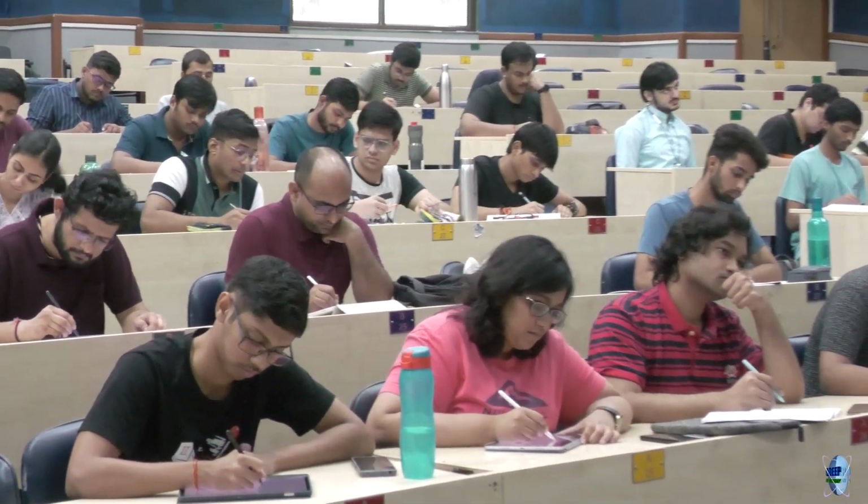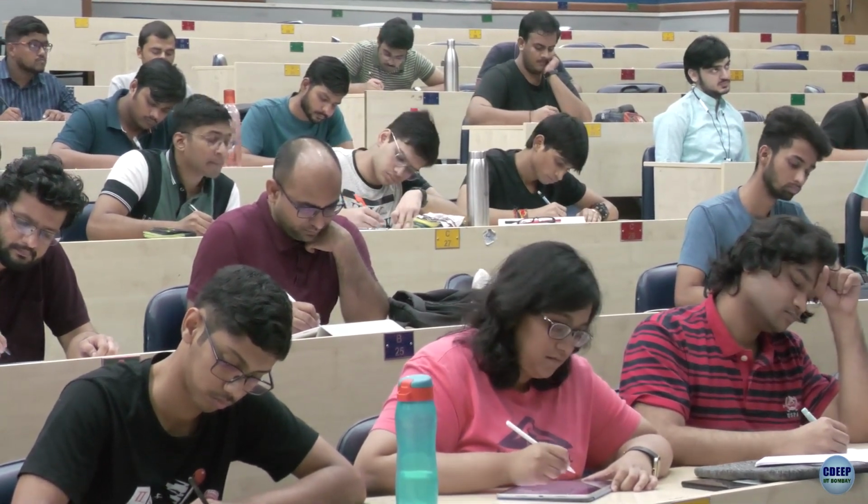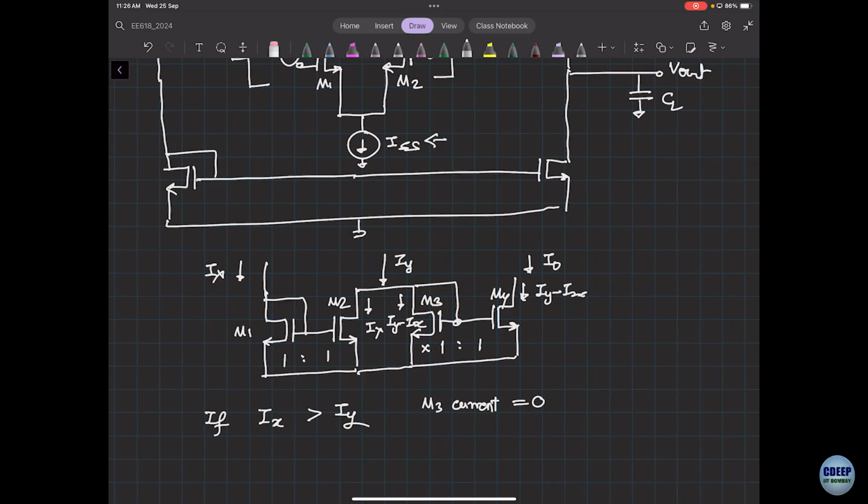Because IX cannot reach that level, okay? It will take all the IY current and it will go through M2, all right? And the gate voltage, the drain voltage will start dropping all the way until M3 is on the verge of having no current in that transistor. That's what will happen. Is this part clear? Because this is the critical aspect. Yeah, anyone?